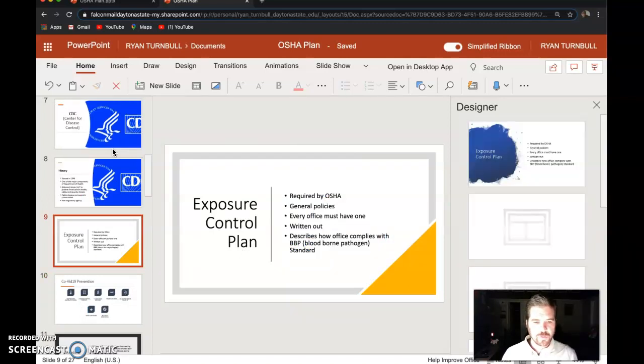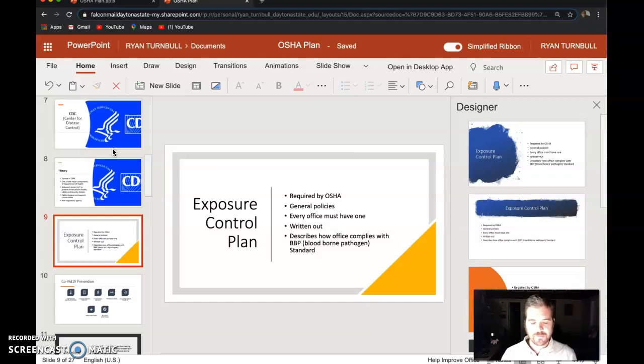Now let's go into a big part of our topic, and that is the exposure control plan. This helps with things like infection control. These are some things that are required by OSHA. CDC helps. They talk about some of this stuff and what can be done as well. We'll be going into general policies. Every office must have one. Every dental office must have a written plan that describes how the office complies with BPP, the bloodborne pathogen standards.